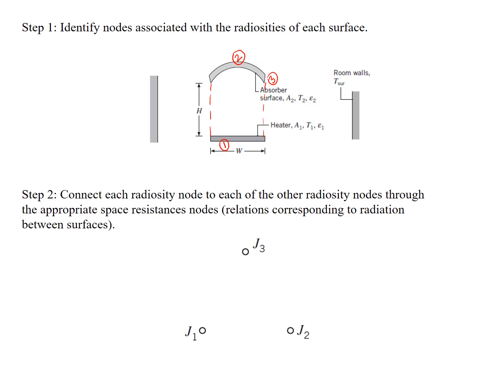Now the radiosities for these would be J1, J2, and J3, as you can see at the bottom of this slide. We connect each radiosity node to each of the other radiosity nodes through the appropriate space resistance nodes, relations corresponding to radiation between surfaces. So we said before that the radiosities are related to one another through what we call the geometrical resistance, or the resistance that takes into account the fact that different surfaces have different radiation towards one another and have different view factors. So I'm going to connect them.